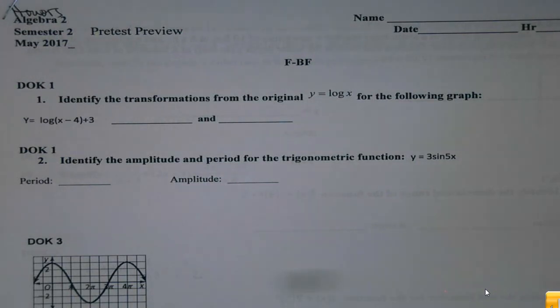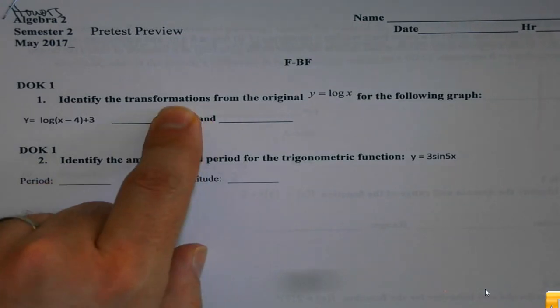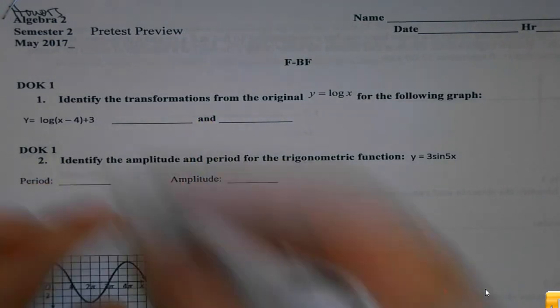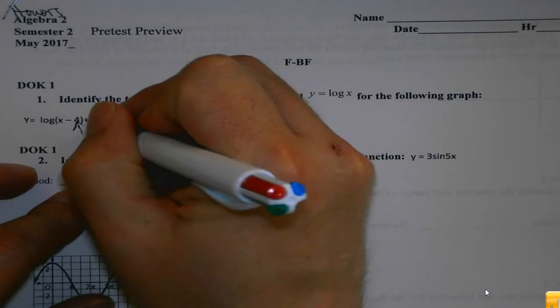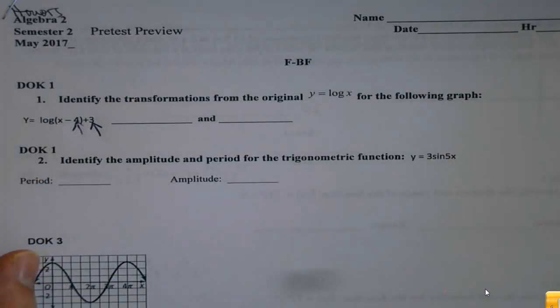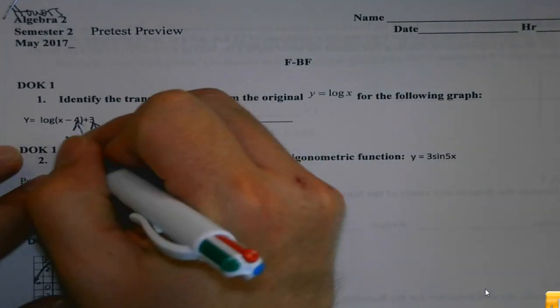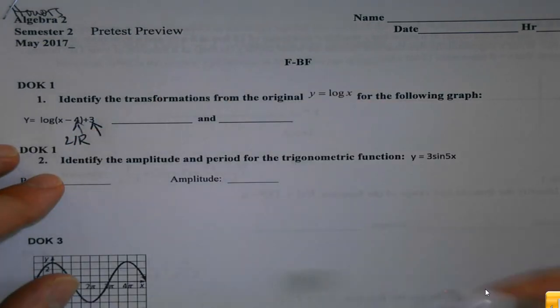So simple stuff here, hopefully at the start. Identify the transformations, the shifts from the original to the following. Basically, we're just asking what direction are these two shifts going to be. So again, inside is left-right. It's the opposite of what we would think.